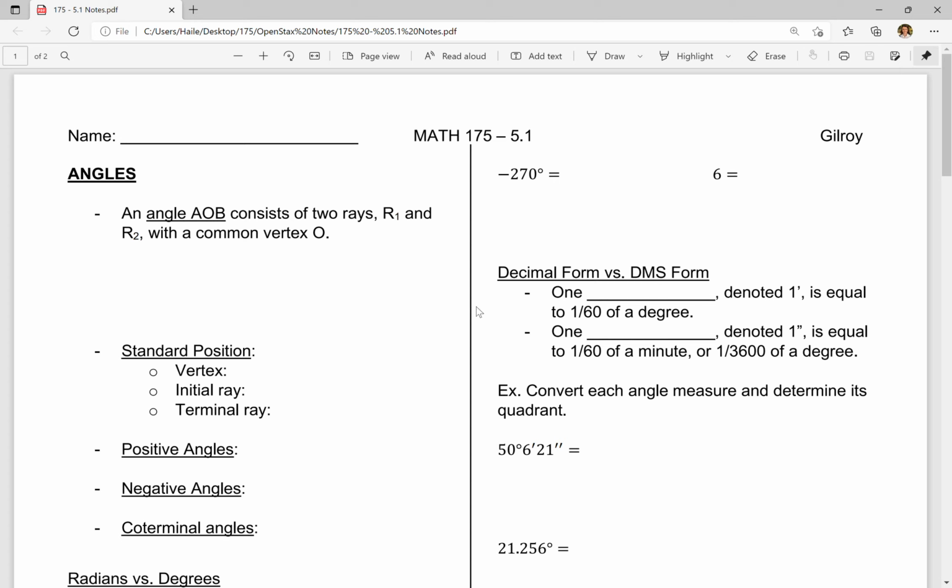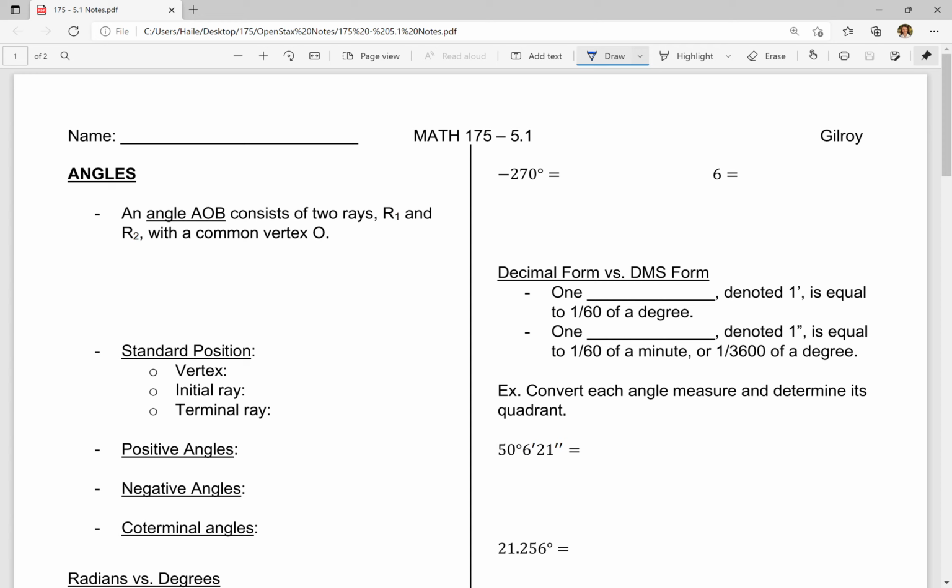In this video, we're going to start talking about angles. So when you take a class in trigonometry, angles are a very important part of any topic that you're going to talk about in trig. So an angle, and we'll call it AOB, consists of two rays, R1 and R2, with a common vertex O.